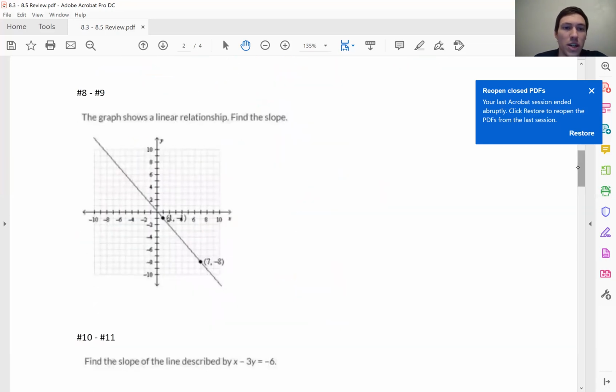This one says the graph shows a linear relationship. Find the slope. So I need to find how they get from this point to this point.